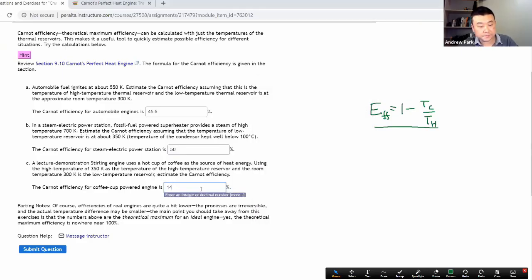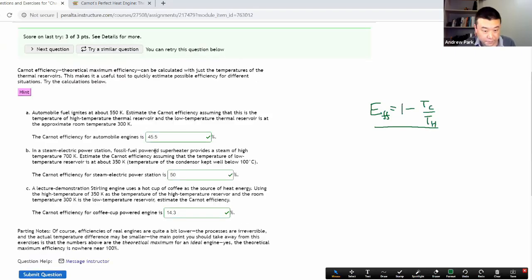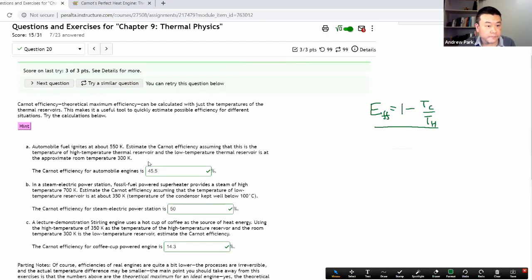So what this means is there's a lot of heat transferred for how much work is done. So this lecture demo Stirling engine does not produce a lot of mechanical work for the amount of heat that has to be transferred. So, all right, that's all the answers.